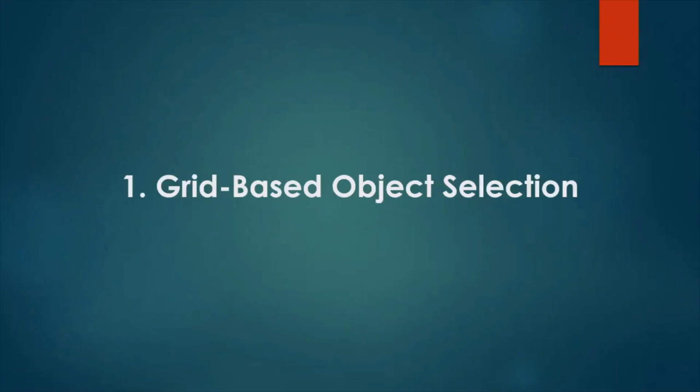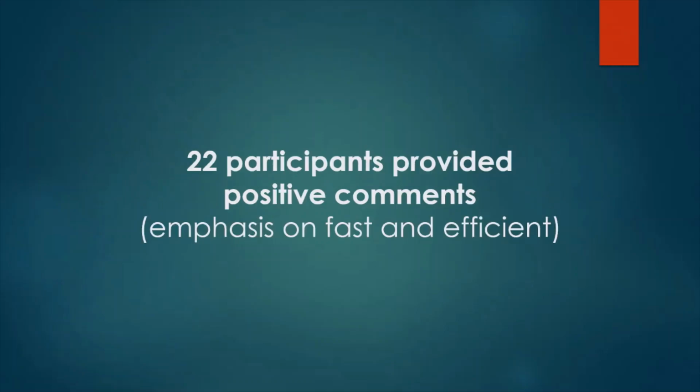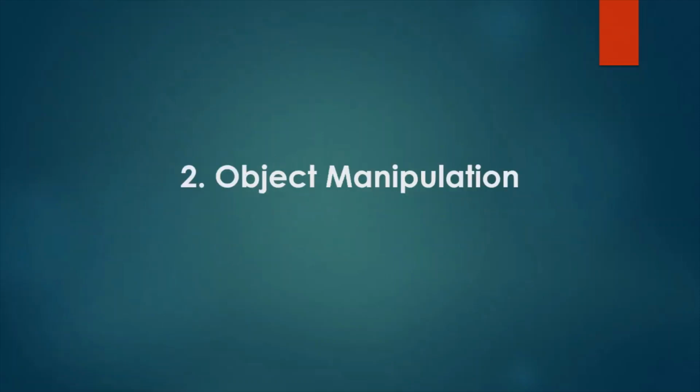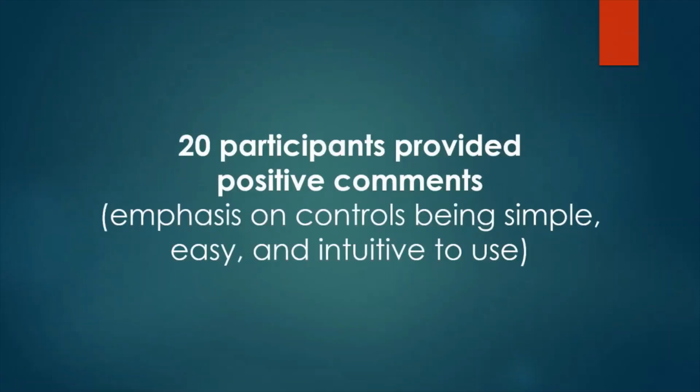And in terms of the grid-based object selection approach, 22 participants provided positive comments, and there was a real emphasis on it being a fast and efficient approach. 7 participants did highlight that shifting their gaze between the canvas and the controls was potentially an issue. So if you're focusing on the controls at the bottom of the application, you can't necessarily see what's happening within the canvas.